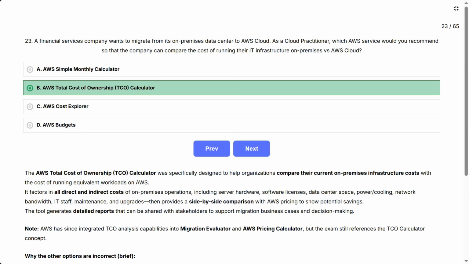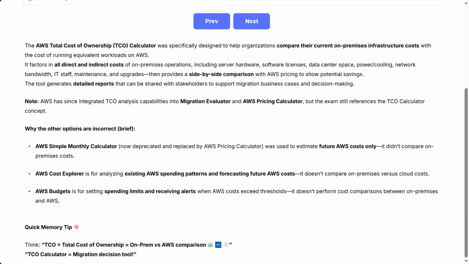The tool generates detailed reports that can be shared with stakeholders to support migration business cases and decision-making. Note, AWS has since integrated TCO analysis capabilities into Migration Evaluator and AWS Pricing Calculator, but the exam still references the TCO calculator concept. Why the other options are incorrect.